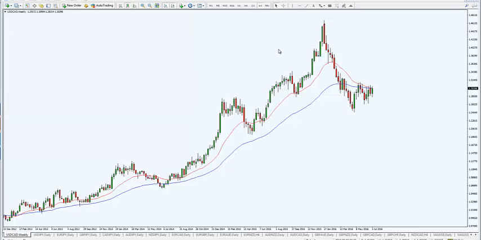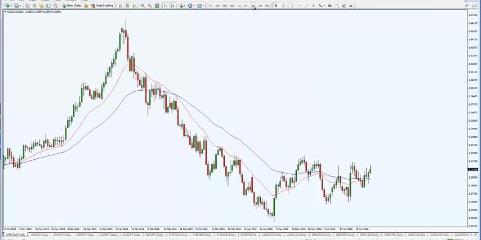And to be honest, I don't trade off the weekly time frame. So what I'll do is go down to the daily time frame to look at possible trading setups. On the daily time frame, what I notice is this: price is basically in a consolidation.